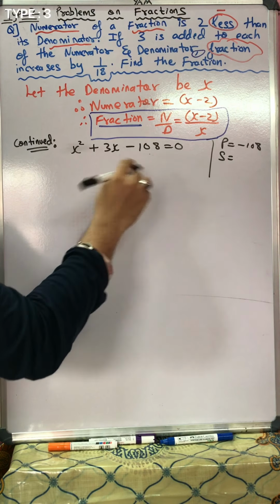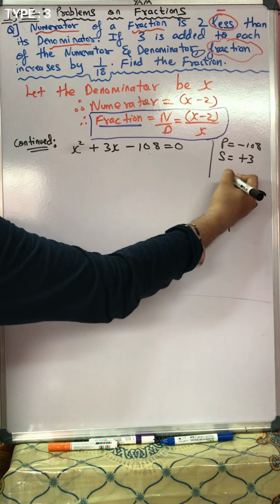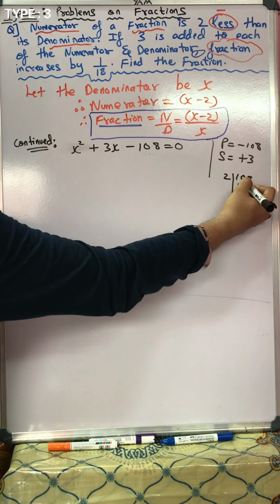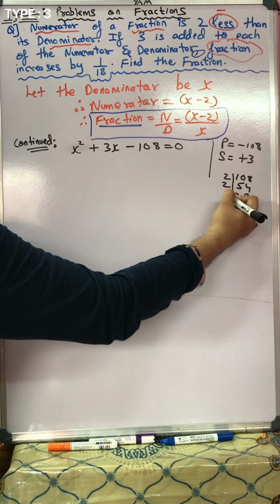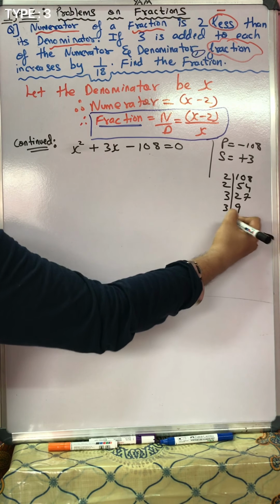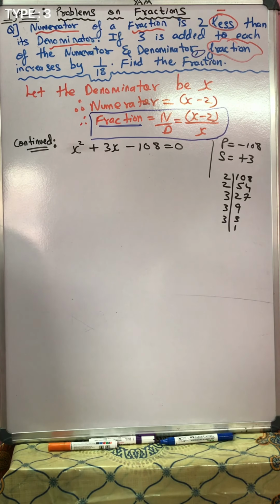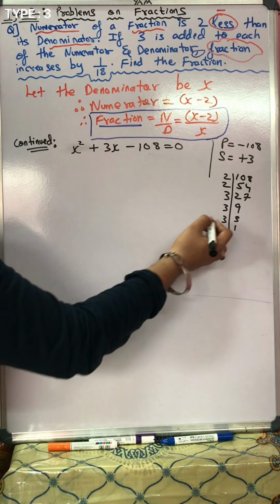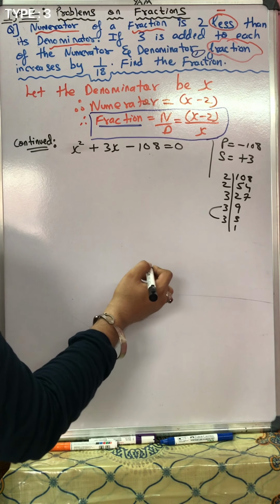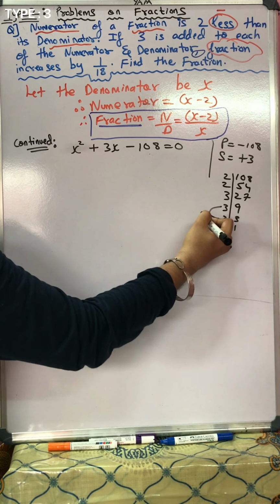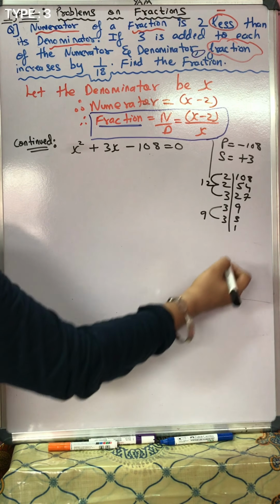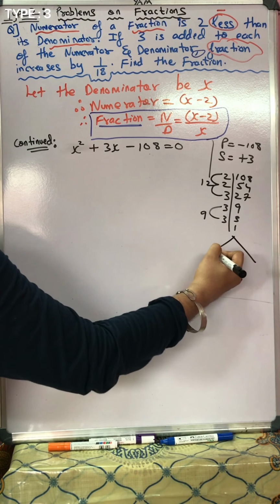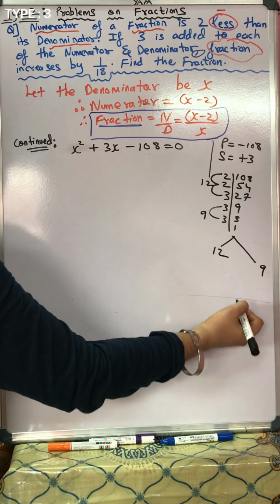So now, factors of 108. 2 5s are 10, 2 4s are 8, 2 2s are 4, 2 7s are 14, 3 9s are 27, 3 3s are 9. Okay, so let's pair it up now. See students, if I do 3 3s are 9, and 3 2s are 6, 6 2s are 12. Okay, so one number is 12 and the other number is 9.